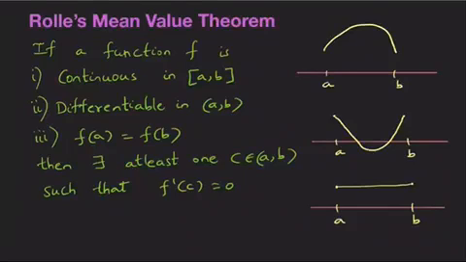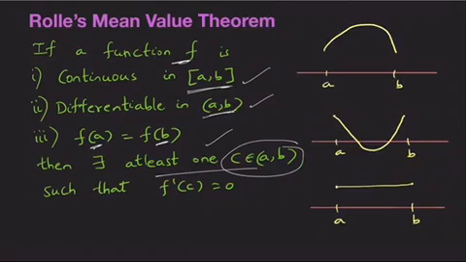So let's begin. Let us say I have a function f which satisfies three conditions: it is continuous in the closed interval [a, b], it is differentiable in the open interval (a, b), and the values of the function at a and b are equal. Then Rolle's theorem claims that there exists at least one c in the open interval (a, b) such that the derivative of f at c is 0.